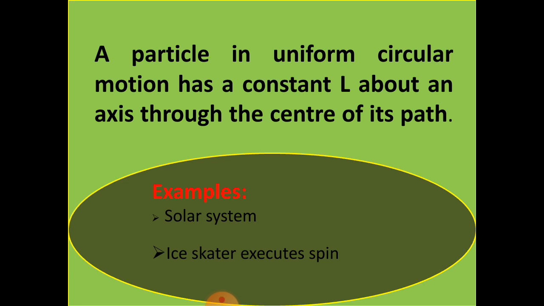The angular momentum is the same at every point on an orbit and it is conserved, and this leads to one of Kepler's laws. For example, in the solar system, each planet is held in its orbit by its gravitational attraction to the sun, a force that acts along the vector from the sun to the planet. Thus, the force cannot change the angular momentum of any planet with respect to the sun.